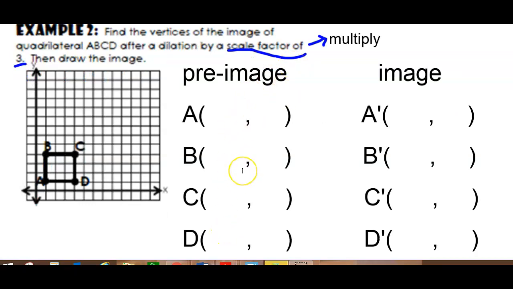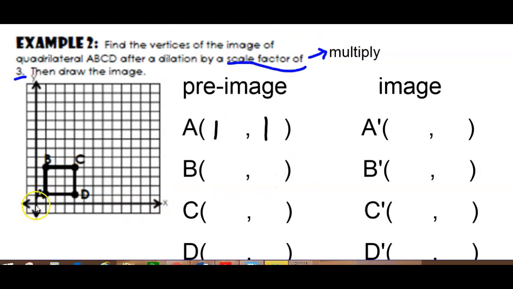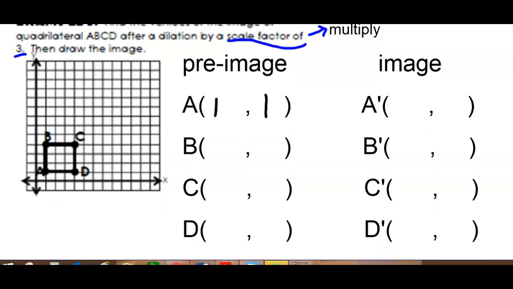I'm going to go ahead and list the pre-image points. And we're going to start again right here from this corner, which would be the origin, and up 1 over 1 for A. And then B, back to the origin, over 1, and then up 1, 2, 3, 4. So 1, 4.